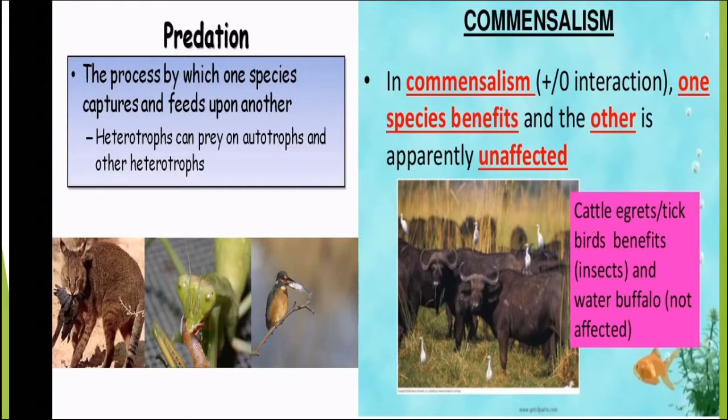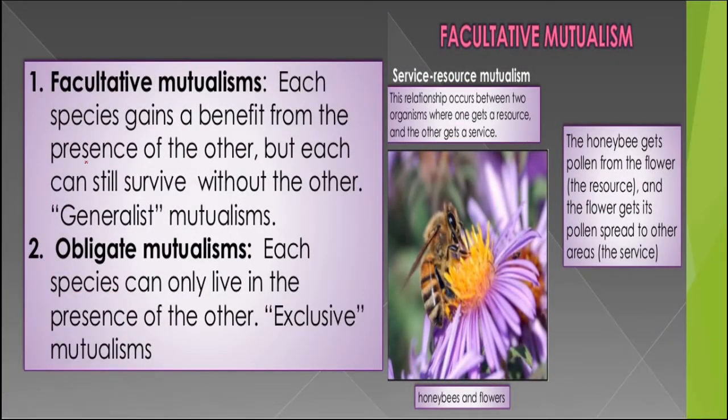Then it is known as commensalism. For example, cattle egrets, ticks, birds, etc. on the water buffalo. So here we can see these birds or insects are getting benefit, but the buffalo is unaffected. In this slide we can see the types of mutualism. Actually, mutualism is a type of interaction in which both species are getting benefit from each other. Now there are two types of mutualism: facultative mutualism and obligate mutualism.